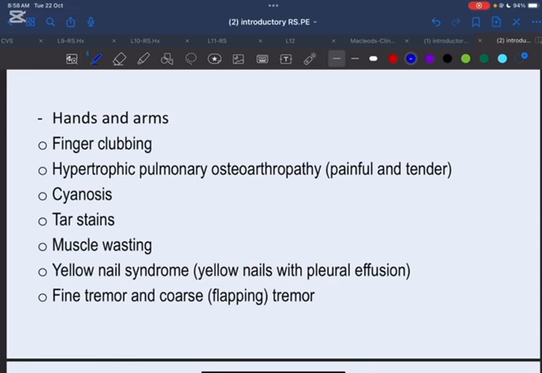COPD, asthma, and sarcoid do not cause clubbing. If your COPD patient from the clinic develops clubbing after some years, think about a different underlying cause. Either he got bronchiectasis or lung cancer. COPD per se does not cause it. Though it is a chronic form of hypoxia, it does not cause clubbing.